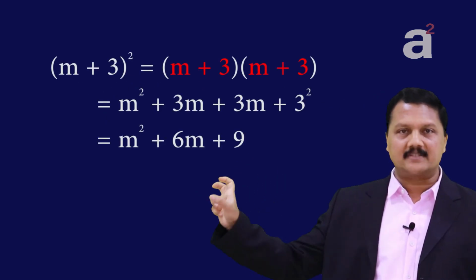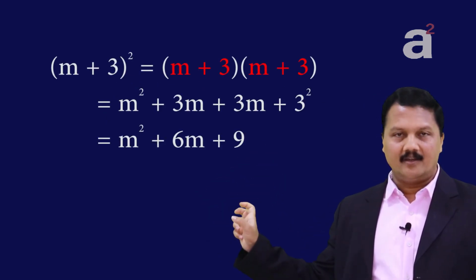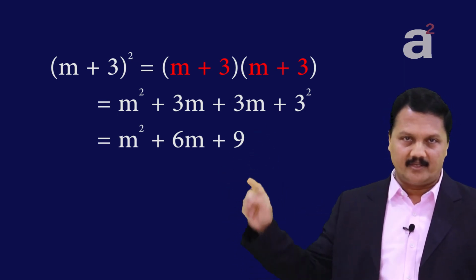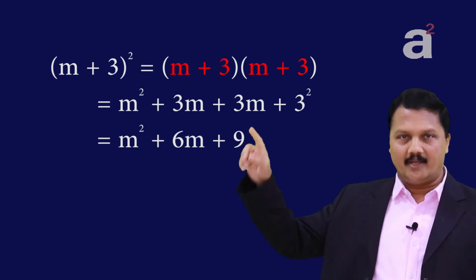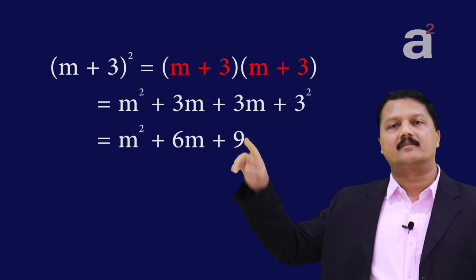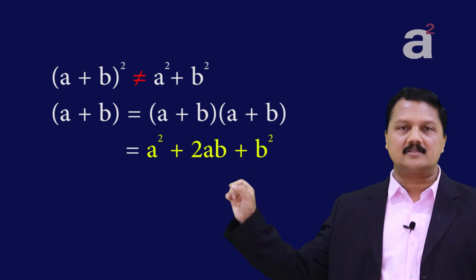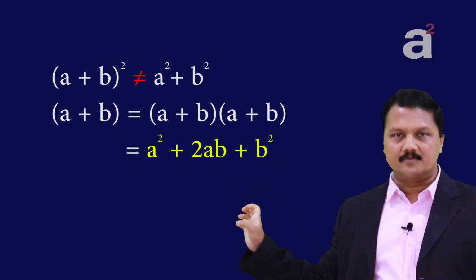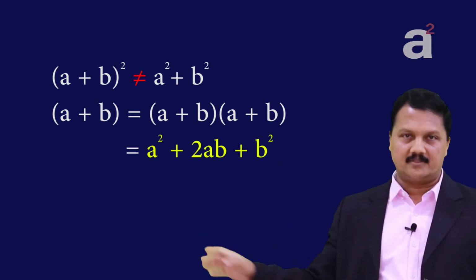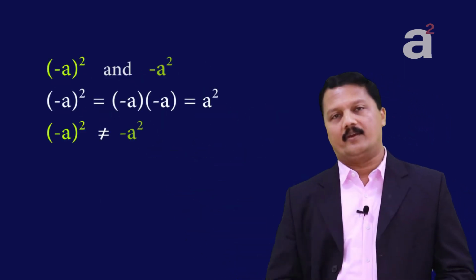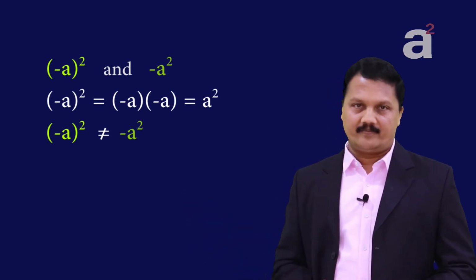So what's (m plus 3) the whole square? That is (m plus 3) times (m plus 3). How do you multiply these two? You have to multiply each and every term. That is m times m, m times 3, 3 times m, and 3 times 3. So it will be like this simplified. In general, (a plus b) the whole square is (a plus b) times (a plus b), and it is simplified to this. What's the difference between (minus a) the whole square and negative a square?